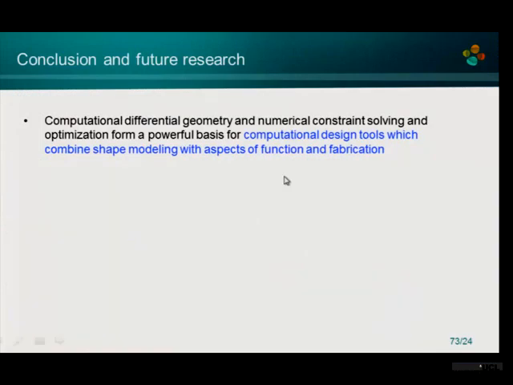So as a conclusion, I hope that I could show that this differential geometry is a bit useful and that the combination with numerical constraint solving, this is what we did actually at the very end, and optimization, helps in designing and developing computational design tools which combine shape modeling with aspects of function and fabrication. And of course, what I have shown here is architecture, but the mathematics is applicable to more general scenarios. So this constraint solving, this guided projection, we are pretty sure it is going beyond architecture.